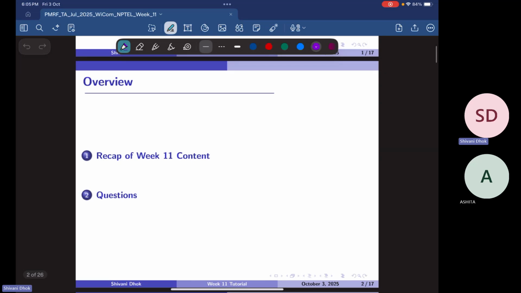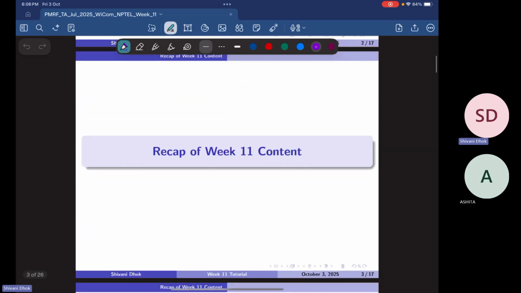Like every week, this week's tutorial will be divided into two parts. First, I'll quickly discuss the contents that were covered in week 11, followed by the questions related to week 11 content. You can stop me at any point of time to ask your queries, and please unmute yourself and ask, because the chat box might not be visible to me.